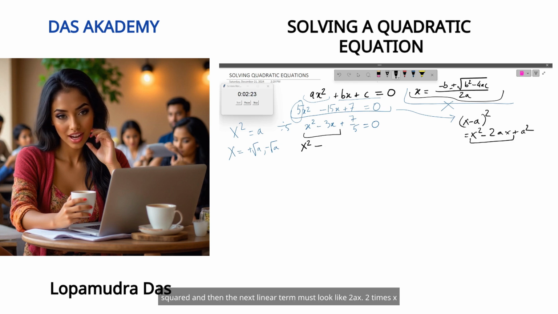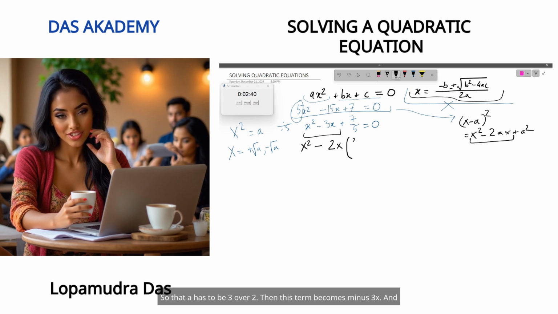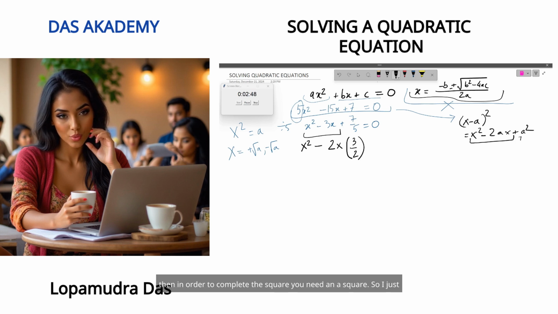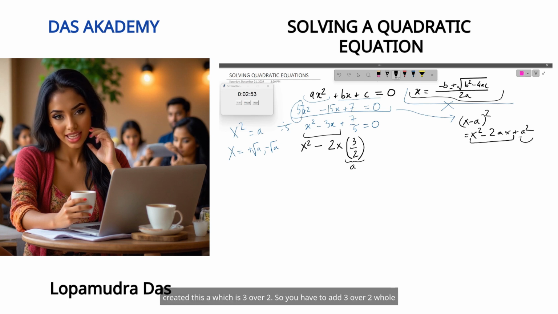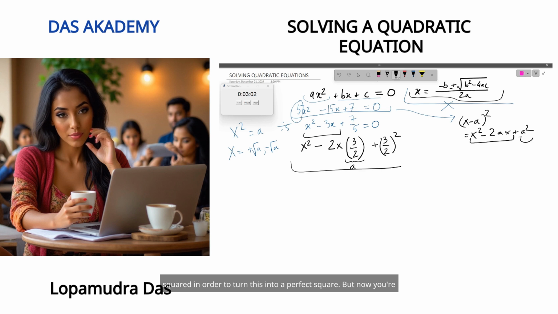So we've got x squared, and then the next linear term must look like 2ax, 2 times x times a. Now what is that a going to be in order to get a minus 3x? That a has to be 3 over 2. Then this term becomes minus 3x. And then in order to complete the square, you need an a squared. So I just created this a, which is 3 over 2. So you have to add 3 over 2 whole squared in order to turn this into a perfect square.